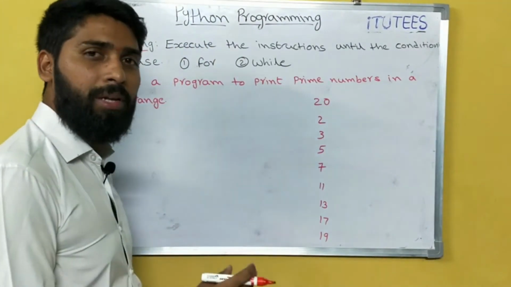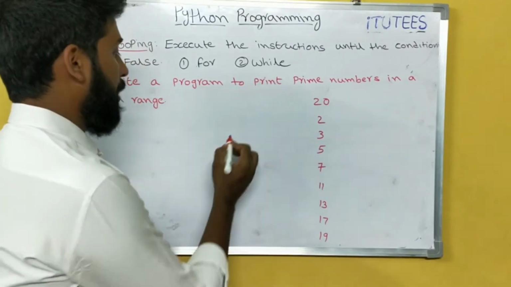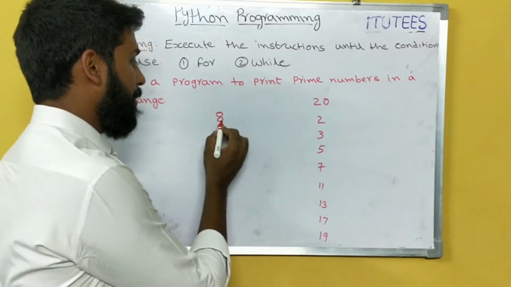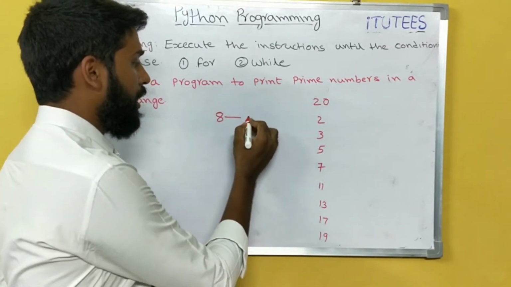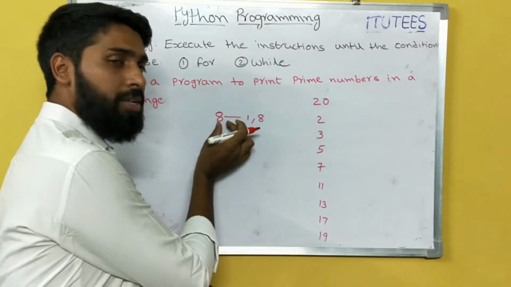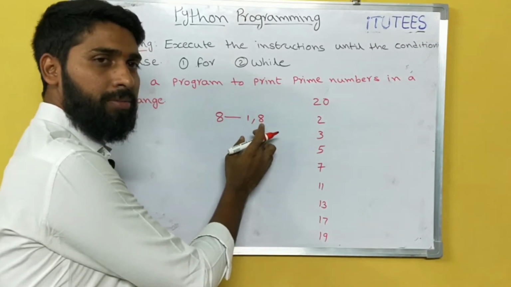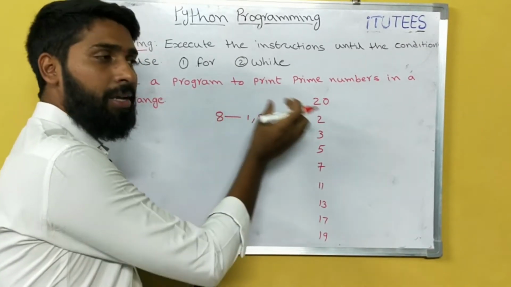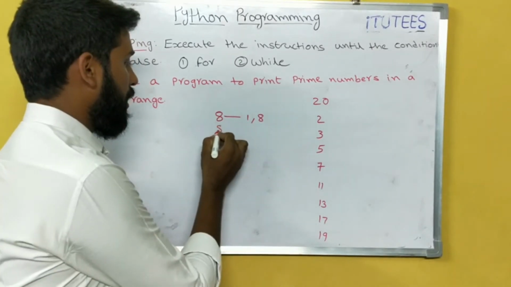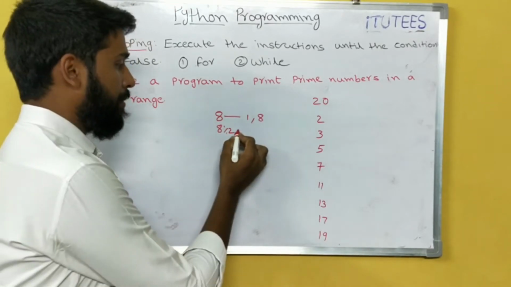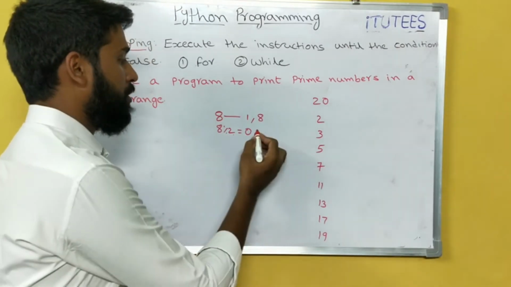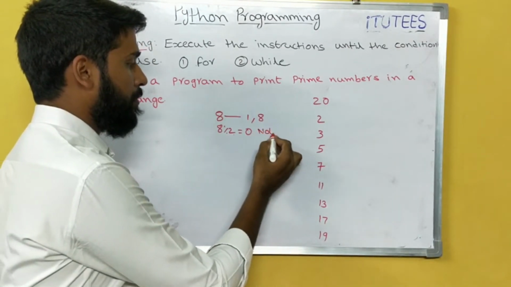So how can we determine a number is a prime number? For example, 8. Is 8 a prime number or not? How can we decide that? This number is divisible by only 1 and 8 itself. It is not divisible by any other number except 1 and 8. So 8 % 2, we get the remainder 0. So 2 divides 8, yes, so it is not prime.